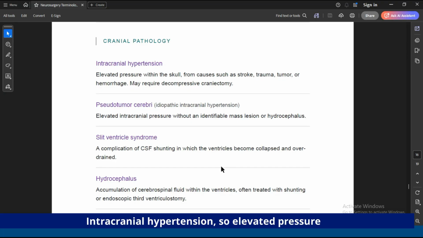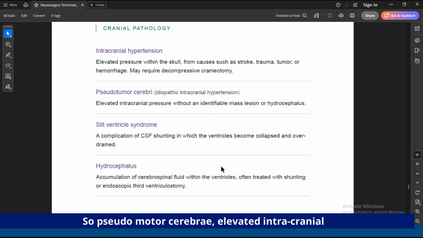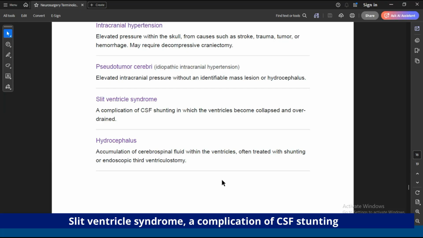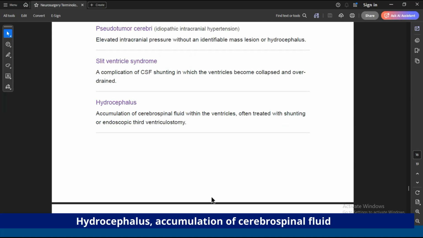Intracranial hypertension. So, elevated pressure within the skull from causes such as stroke, trauma, tumor or hemorrhage may require decompressive craniectomy. Okay. So, pseudotumor cerebri, elevated intracranial pressure without an identifiable mass lesion or hydrocephalus. Slit ventricle syndrome, a complication of CSF shunting in which the ventricles become collapsed and overdrained. Hydrocephalus, accumulation of cerebrospinal fluid within the ventricles, often treated with shunting or endoscopic third ventriculostomy.